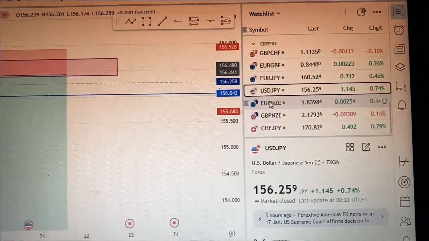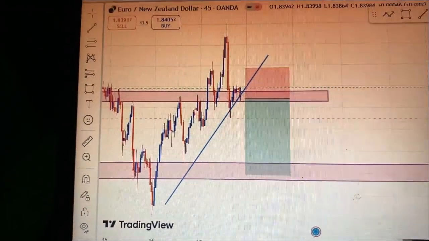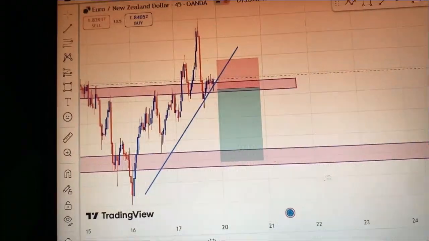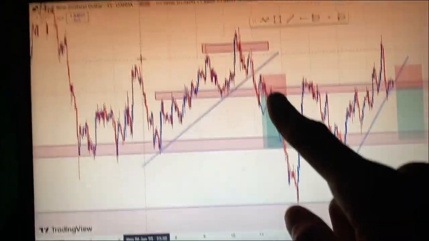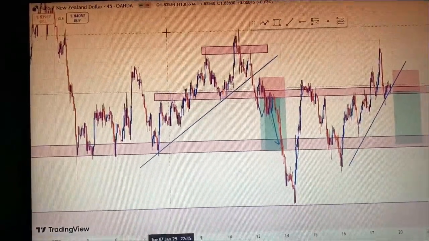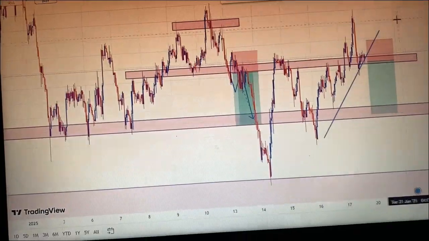Then the next one I think is Euro NZD. And now for Euro NZD, yes. So this is a very wonderful trade. Look at this. This is a very wonderful trade. Now remember, I entered this trade on Euro NZD, and let me delete this line. I was using this line to explain something to myself.